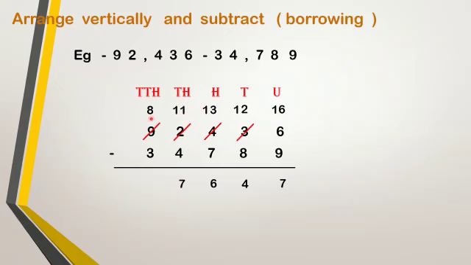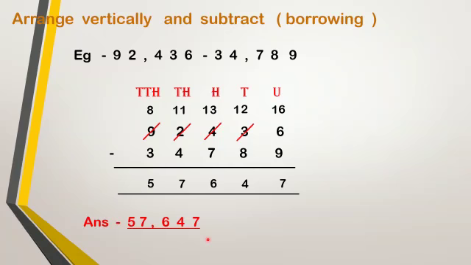7. Now from 8, take 8 fingers and remove 3 out. Yes. So there is no need to borrow, and there is no place to borrow. From 8, I remove 3 out. 5. So this is my answer. My answer is 57,647. Let's move ahead with another example.